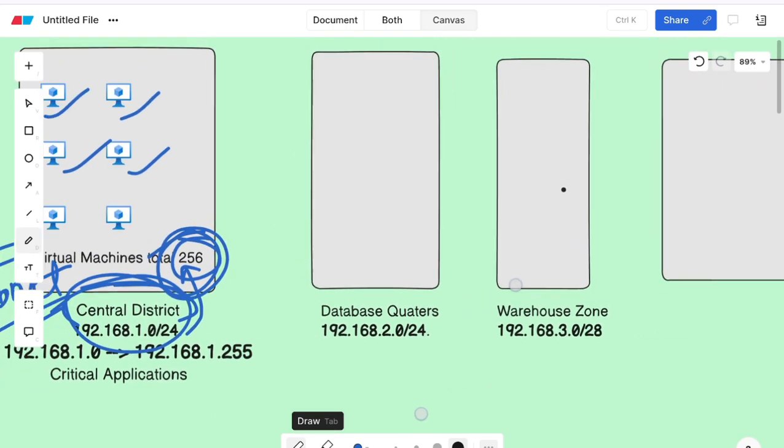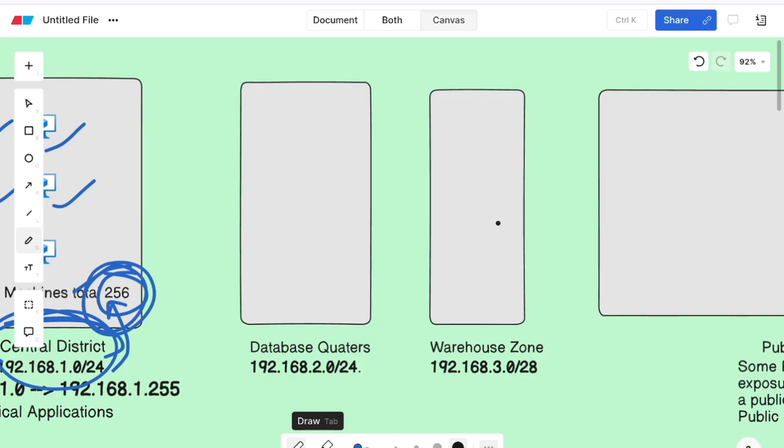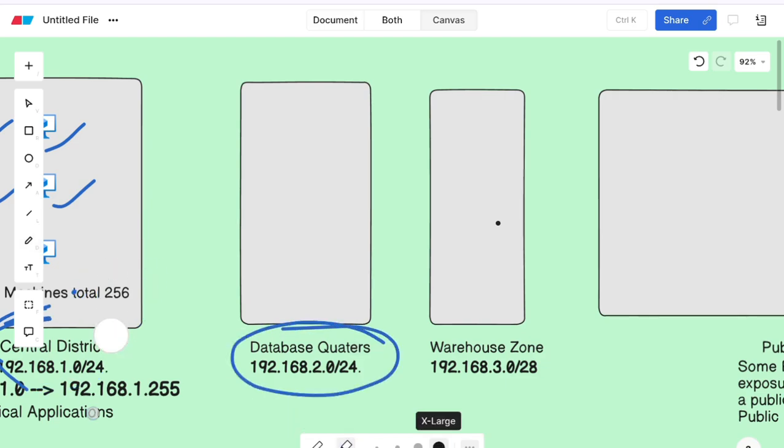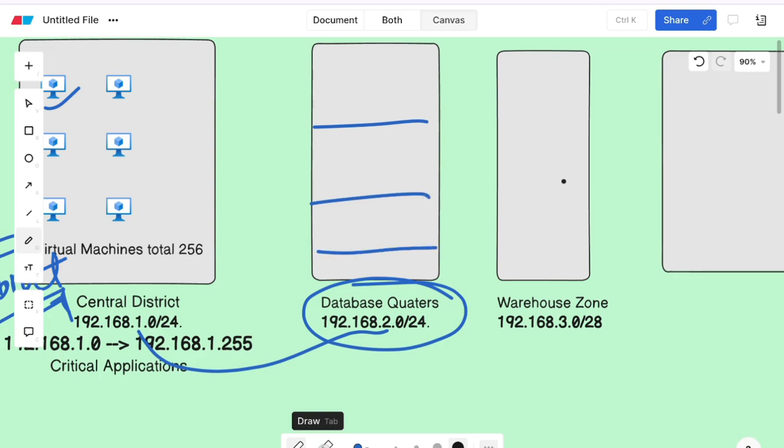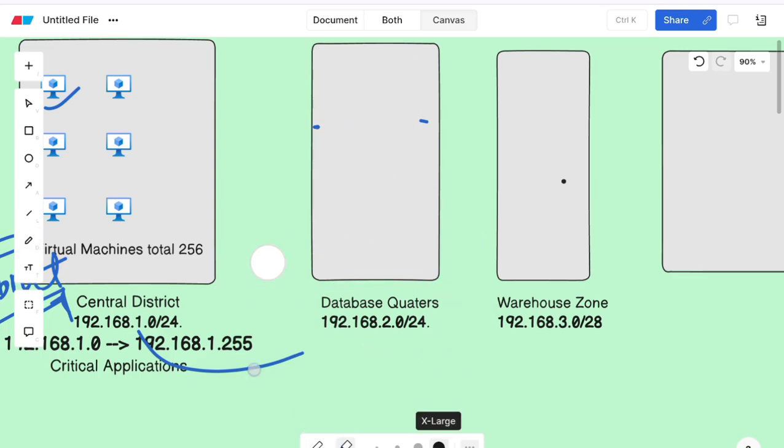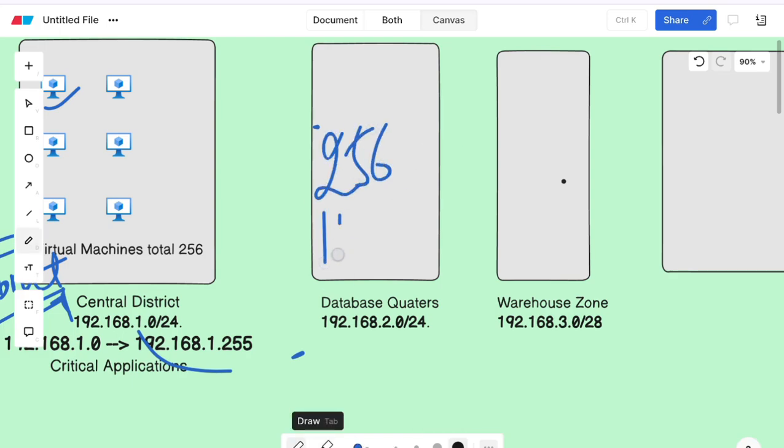Now he was also asked to create a critical database quarter, because along with creating virtual machines, he was asked to create a database quarter. So in continuation of the CIDR notation, from 1 he went to 2, and /24. So what does it mean? How many IPs did this database quarter get? Any guesses? Yes, it got a total of 256 IP addresses here as well.